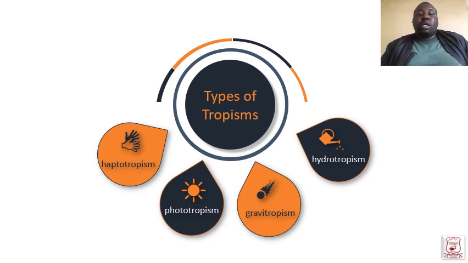Different types of plant tropism. Here we are going to look at haptotropism as a plant response to the stimuli of touch. Hydrotropism as a plant response to access to water, like when roots grow towards where a water source is. Then there's phototropism, which refers to a plant's ability to respond to growing towards where light is. And then there's gravitropism, which is a plant response to the pull of gravity.